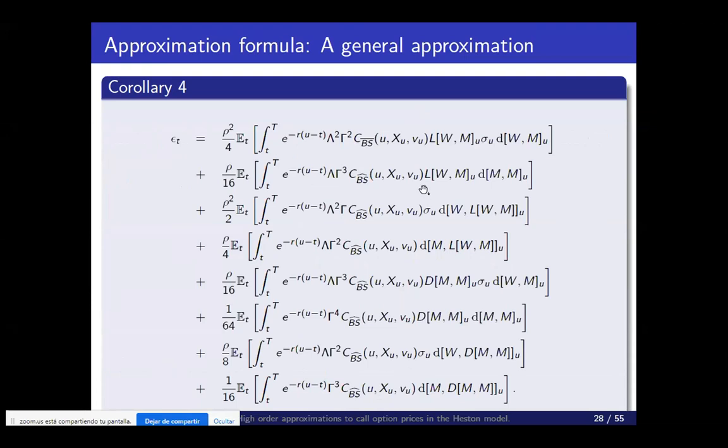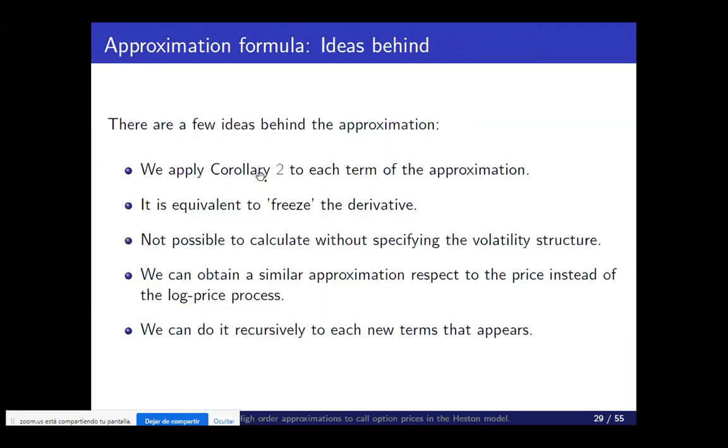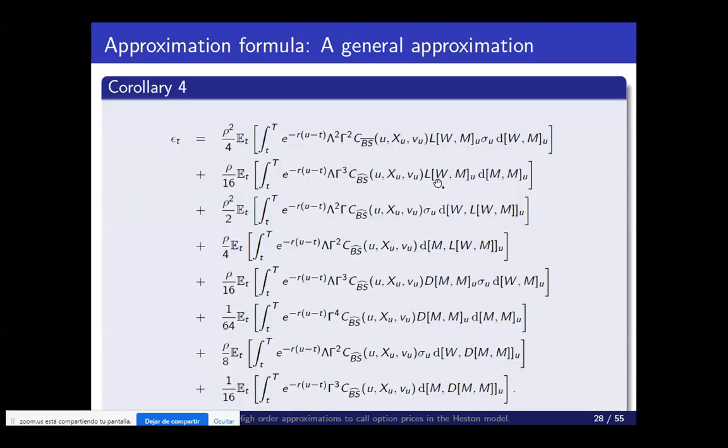That's the idea. So if we apply the correlation to each term of the approximation, we are able to improve the approximation formula, because we are going to freeze this derivative, and then we are going to have more terms, but we are going to be a little bit more accurate. For example, I can take this, I can freeze this and put it here, I can freeze this and put it here, I can do it for each one of them.